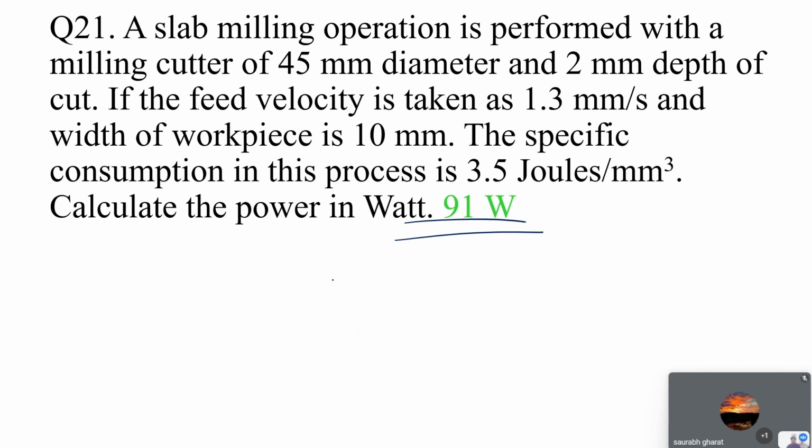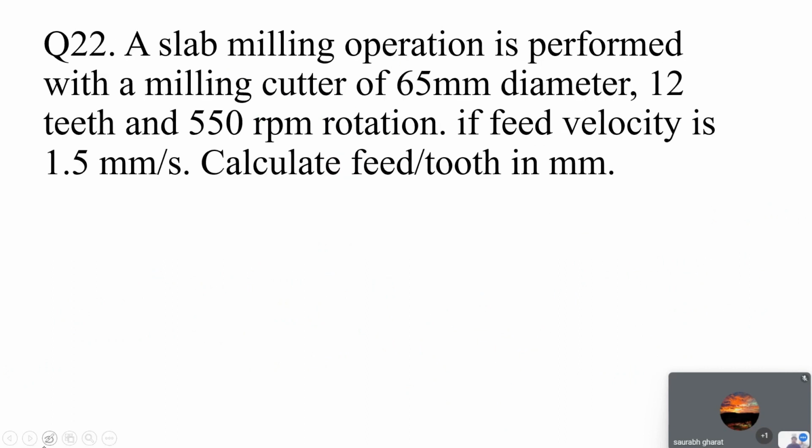91 watt is your answer. Okay, let's go. So again, the last problem we have here: a slab milling operation is performed with a milling cutter of 65 mm diameter and 12 mm width. The RPM of rotation is given. If the feed velocity is 1.5 millimeter per second, calculate the feed per tooth in millimeters.